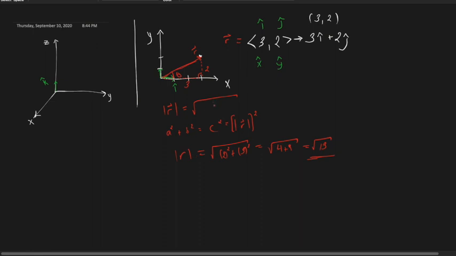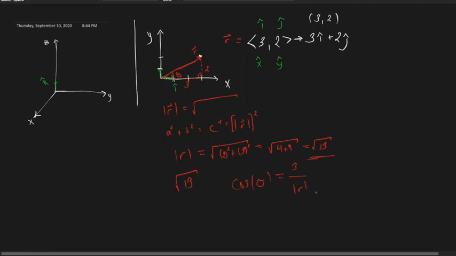Now what if we have this magnitude, which is square root 13? How can we relate it? How can we take this and go back here? Well, we know that we have this angle theta. So if we took cosine of theta, we know that equals adjacent, which is 3, over the length of this, which is the magnitude of r.